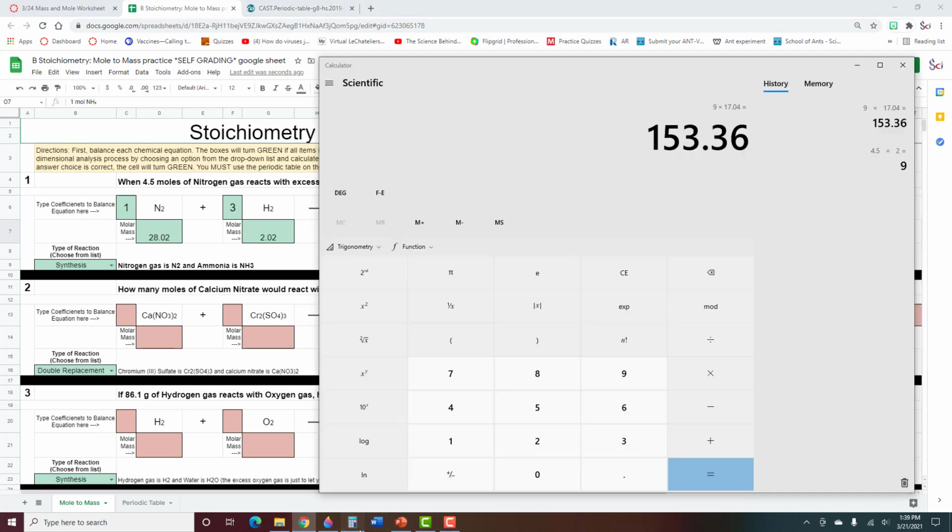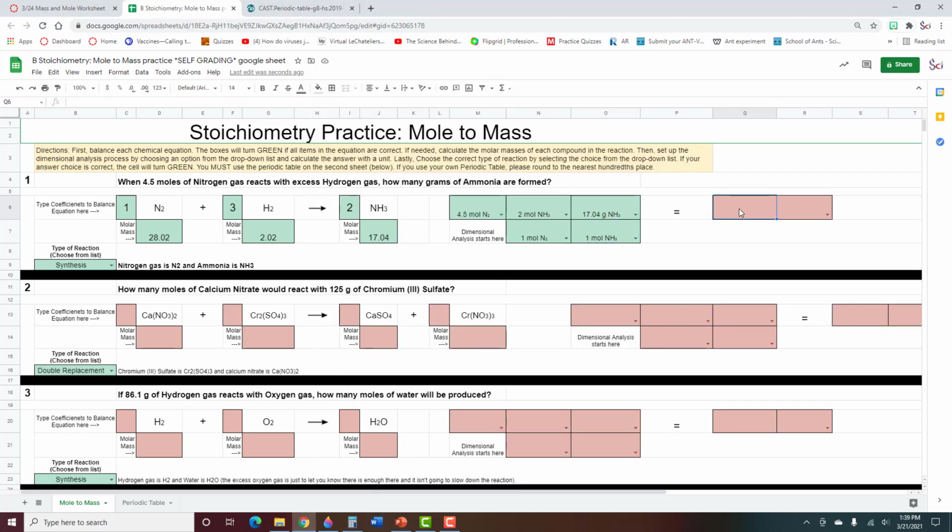So then the answer was 153.36. Type that in, and it turned green. Let's see if I can round. If I did 153.4, would it take that? No. So you want to put in the exact answer that the calculator gives you, 153.36.